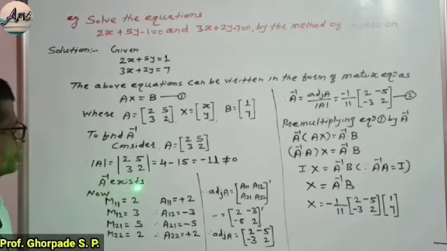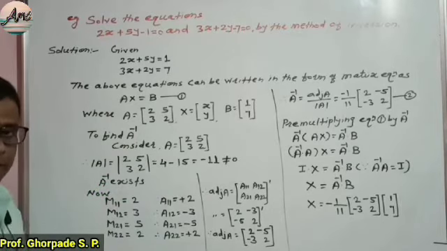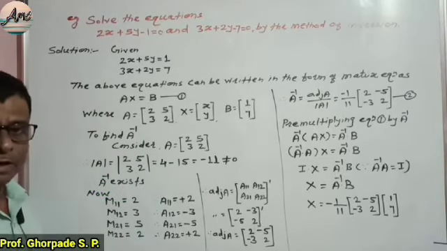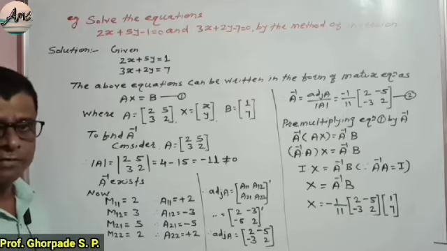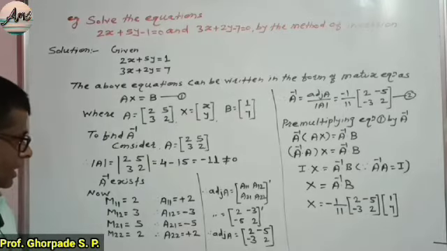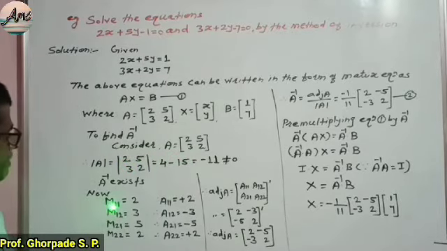So which is a non-singular matrix. Therefore, A inverse exists. Now to find the A inverse by using the adjoint method, one should know what are the minors and cofactors of the elements of the determinant of a given matrix. So the M11 is here 2, M12 is what here 3, M21 is 5 and M22 is what here 2.